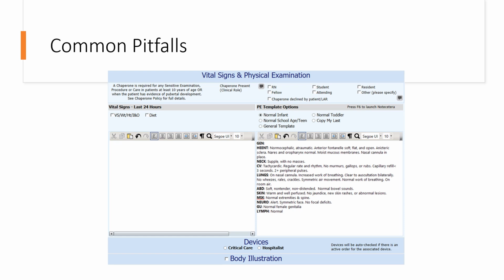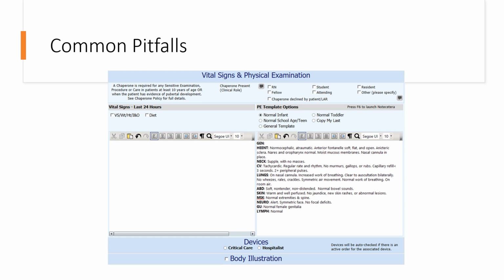Be cautious when you're using pre-filled templates. Make sure you look through the template and edit it to ensure that your documentation is accurate. Fill in any blanks and delete any portions of the exam that you did not personally complete.